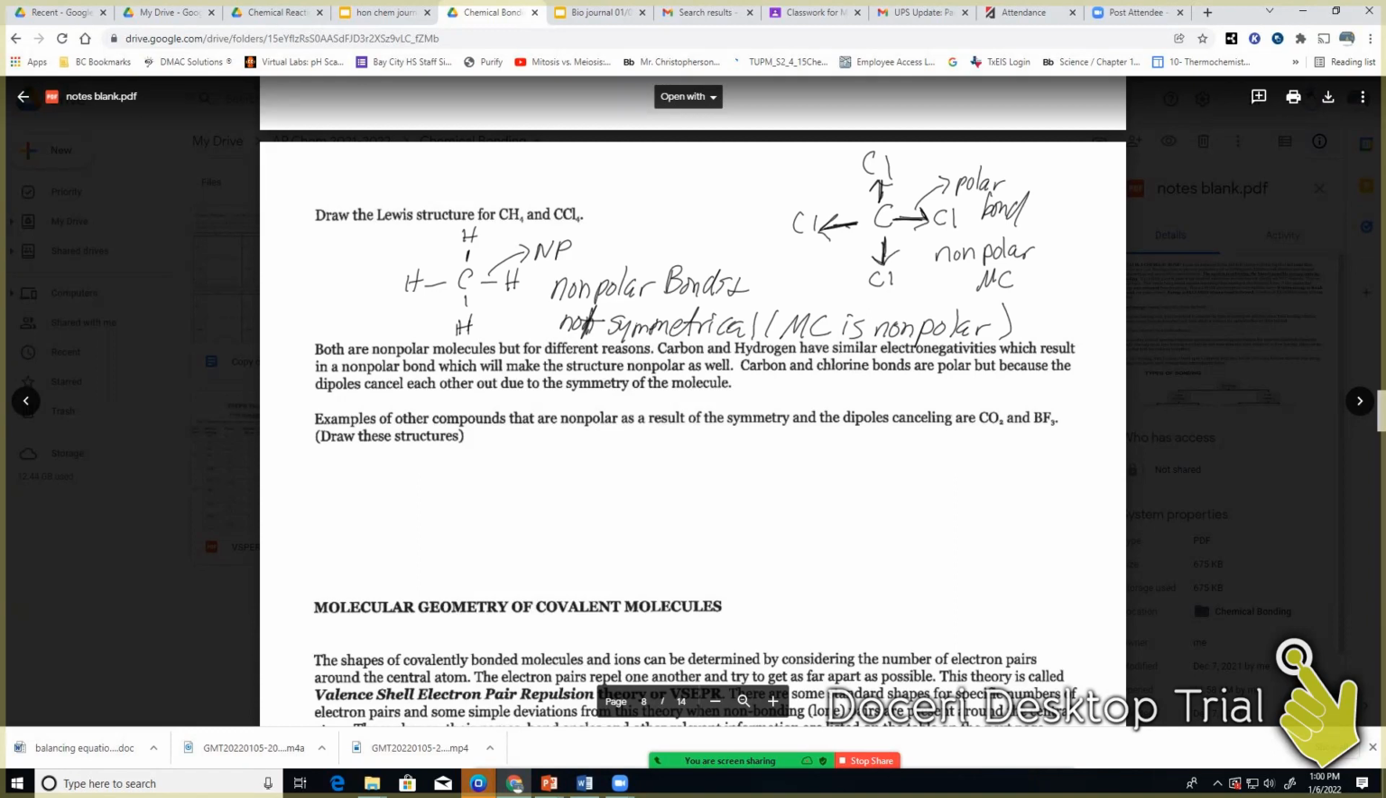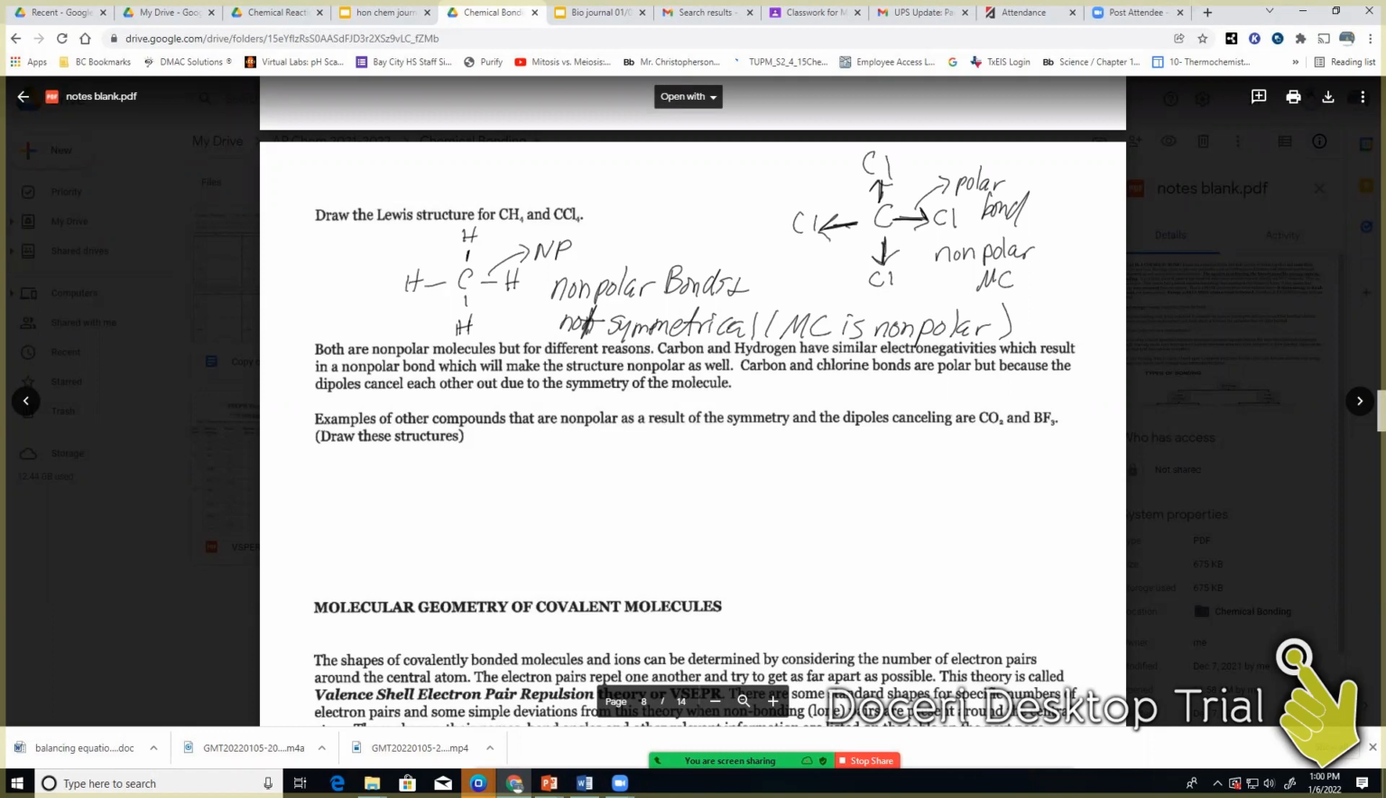So does anybody remember if I have a nonpolar molecule, what kind of IMF it would have? London dispersion forces, yeah, London dispersion. Because remember, you have to either have hydrogen bonding, which obviously we can't have with that, or I have to have a permanent dipole, which would have to be some type of polar molecule.